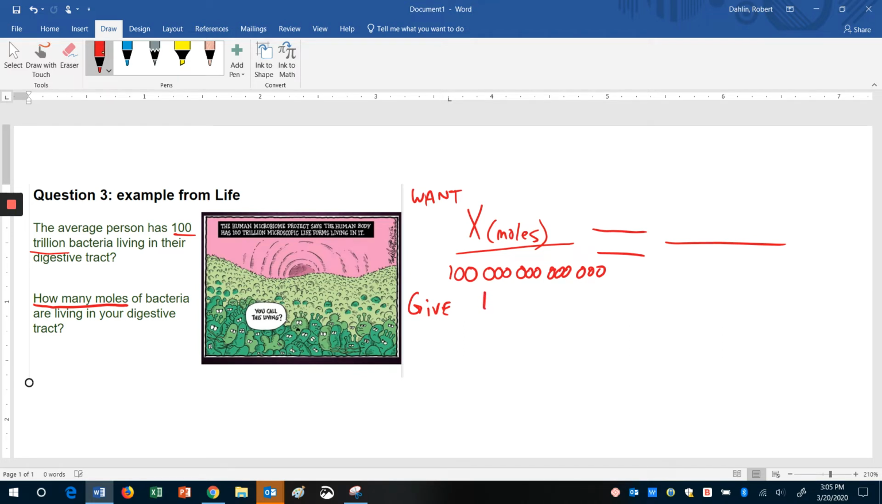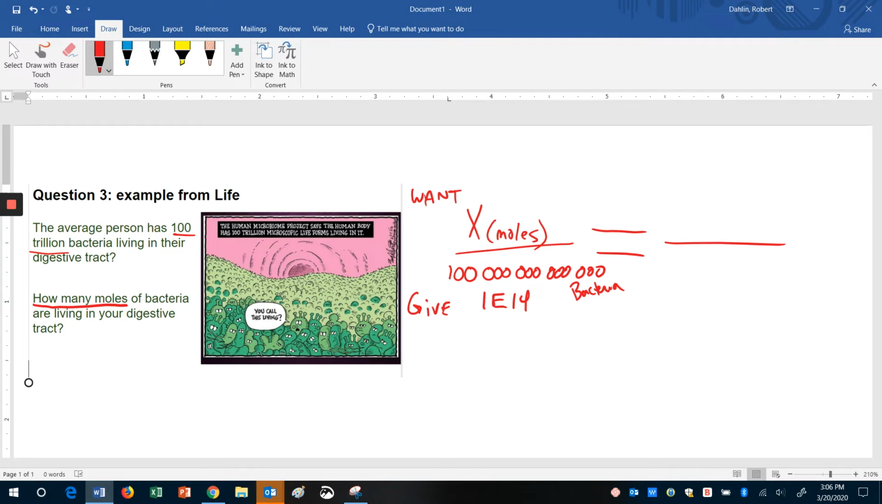Now, an easier way to write that, especially when you're doing this on your calculators, is 1e to the 14th power. Remember that e takes the place of times 10. So that's our scientific notation. Now, in this one, notice, this is bacteria. To do this one, we now have to somehow relate the idea of moles and how many bacteria we have.